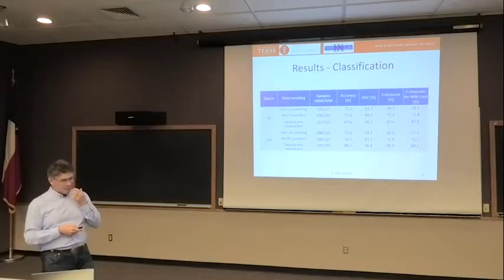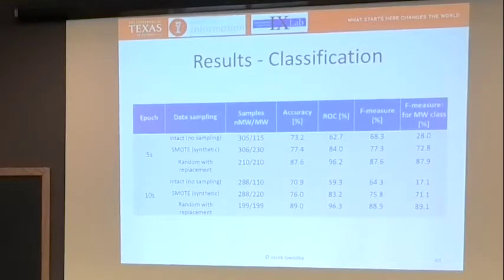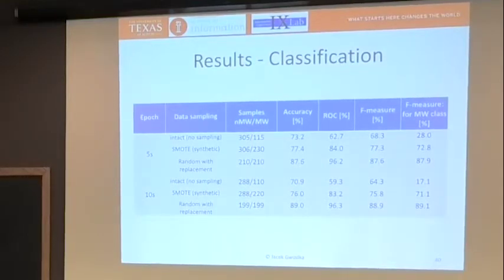These are results from classification. So one issue is that the data was not balanced, because only about 27% of cases were mind wandering periods and the rest was reading. So to improve the balance, there were some additional techniques applied, such as synthetic sampling and also random sampling with replacement.